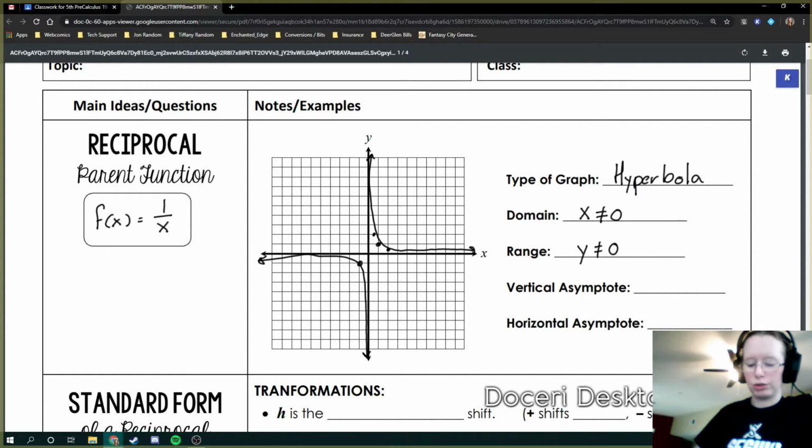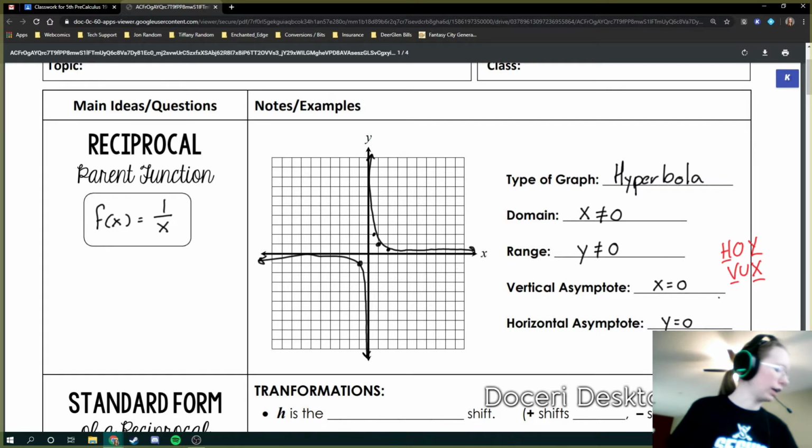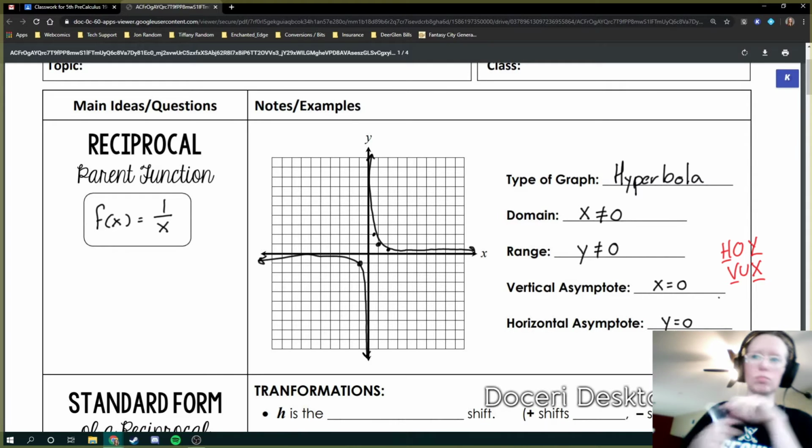Vertical asymptotes affect our domain, or are affected by our domain, rather, or vice versa, honestly. X equals 0, and horizontal, y equals 0. If you remember a little acronym that you may have learned in Algebra 1, HOY VUX: horizontal asymptotes are y equals, vertical asymptotes are x equals. Okay. Alright, closing out of that.